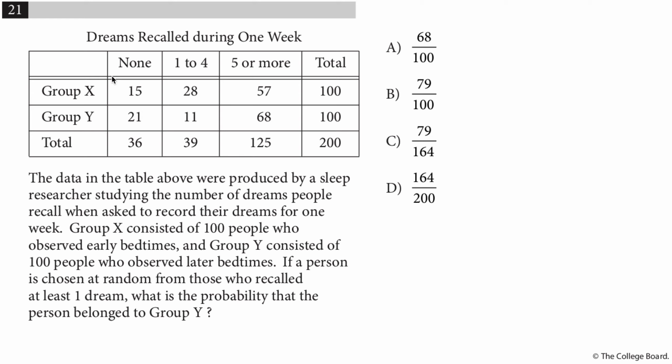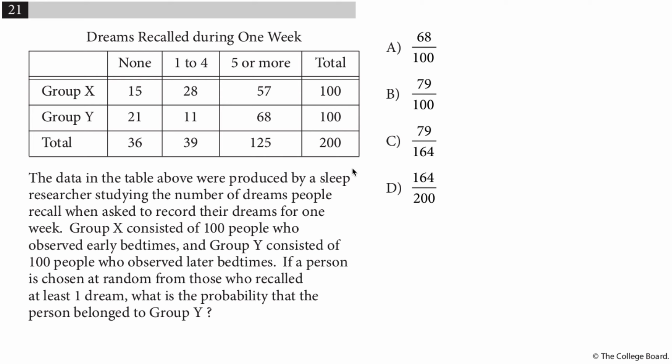Okay, so in this problem, we have a table that is dealing with dreams recalled during 1 week. We have 2 groups. We have no dreams recalled, 1 to 4 recalled, 5 or more recalled. So let's see what they're asking for. The data in the table above were produced by a sleep researcher studying the number of dreams people recall when asked to record their dreams for 1 week.